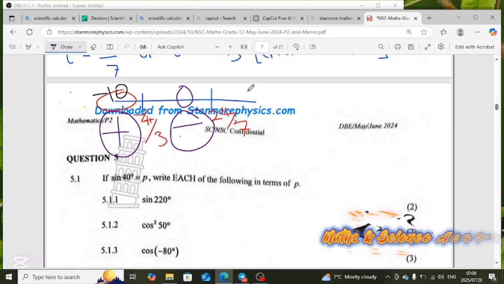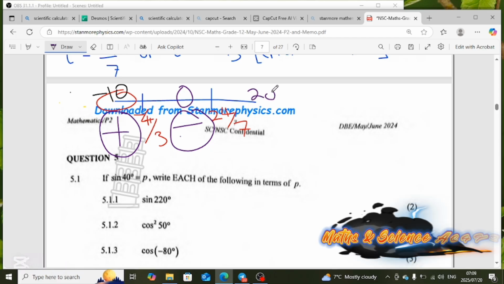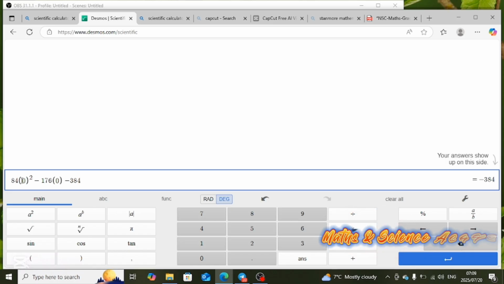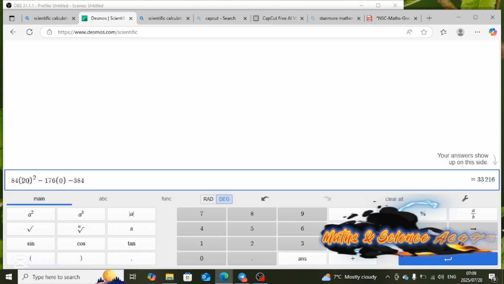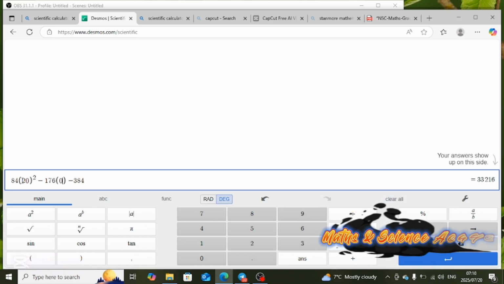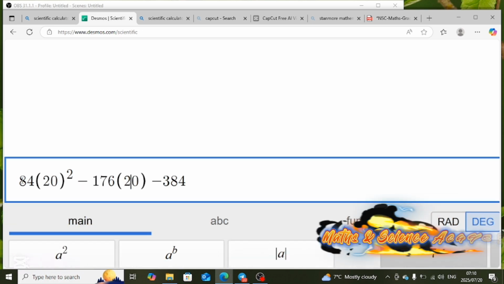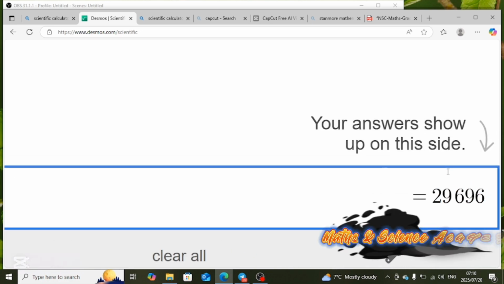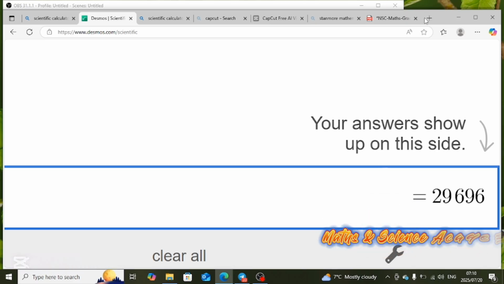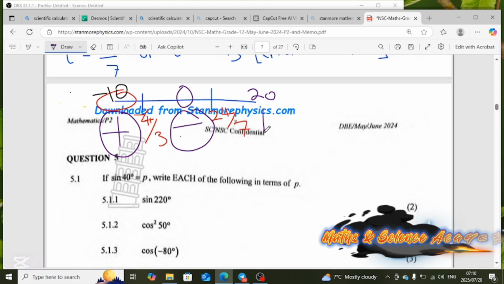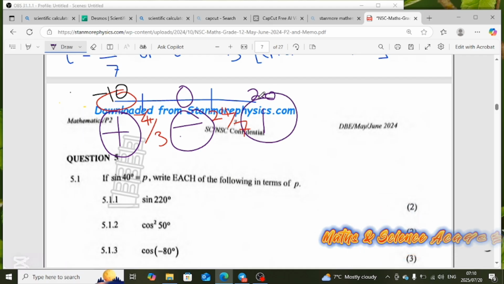Now looking for values greater than 24 over 7, we choose 20. Substituting 20 into our equation as 84 times 20 squared minus 176 times 20 minus 384, we get our answer to be positive 29,696. Now we know that for all values greater than 24 over 7, the answers will be positive.